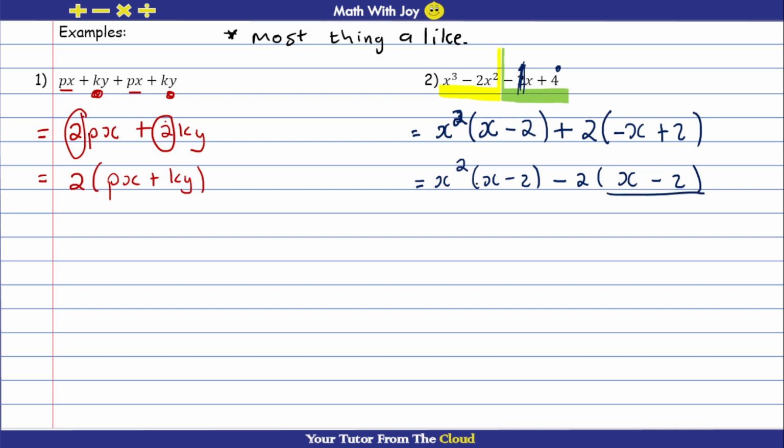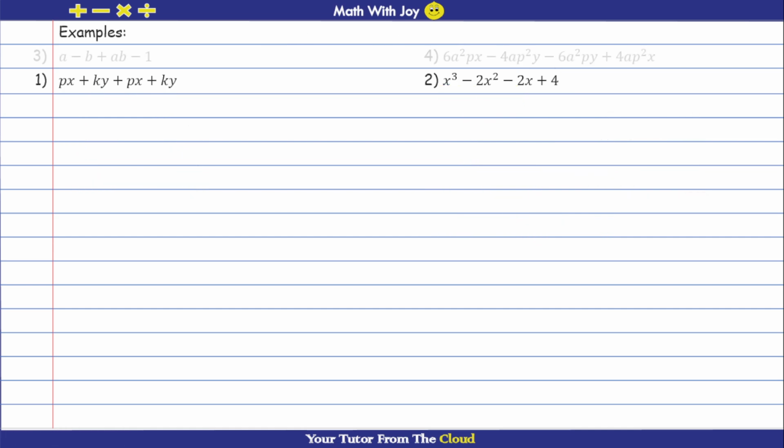Now we notice that these are going to have something in common. So I say this x minus 2 bracket is in common, and I'm left with an x squared minus 2. And that's how you factorize this one. Let's take a look at example number 3.